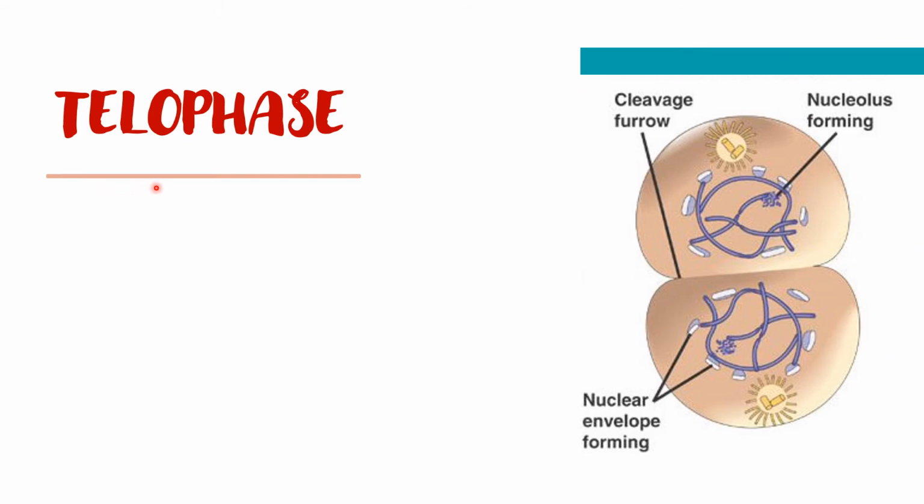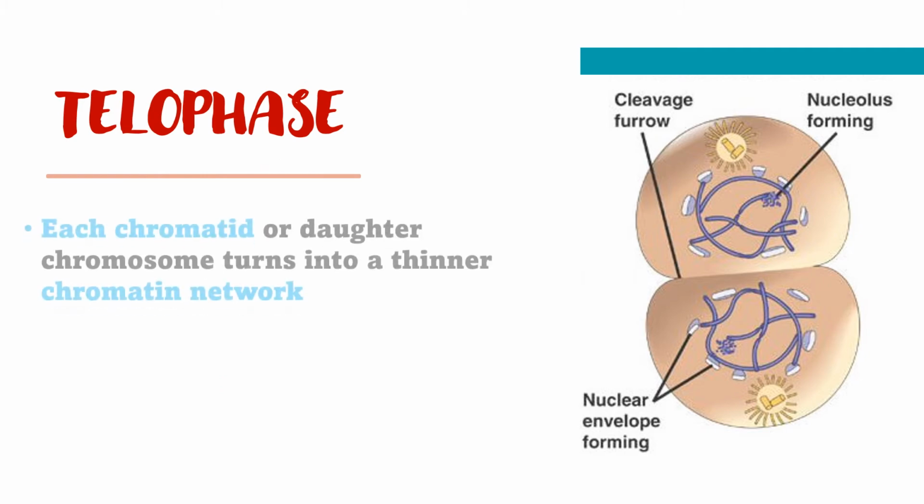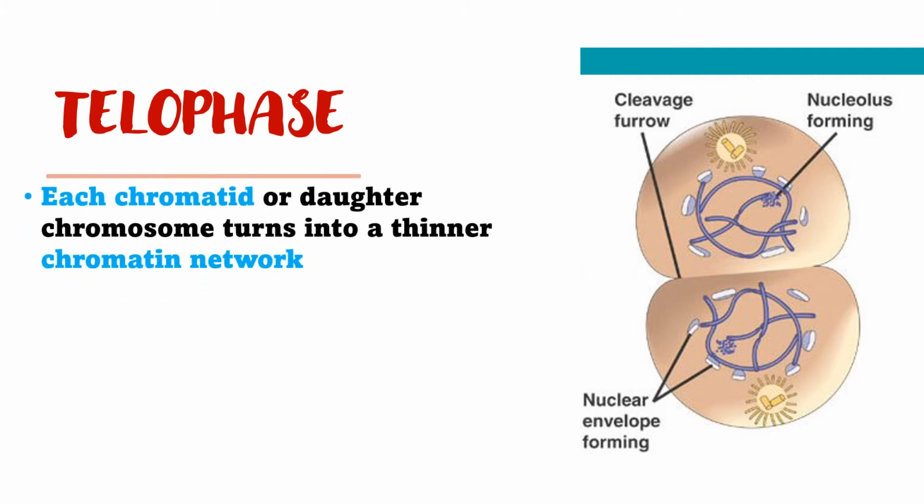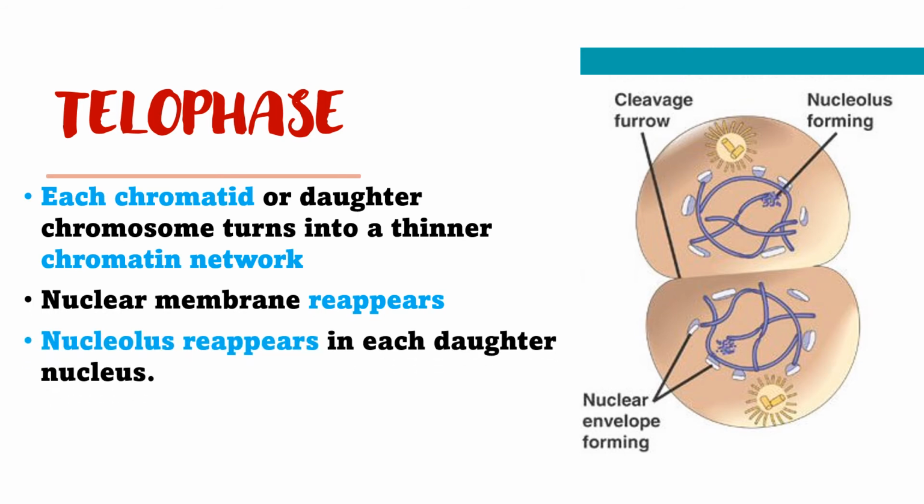The last stage of karyokinesis of mitosis, that is the telophase stage. Yes, what are the identifying features of telophase? First point, each chromatid or daughter chromosome turns into a thinner chromatin network. Here you can see in this picture, the chromatid turns into a thinner chromatin network. Then the next point, the nuclear membrane reappears. Then the nucleolus reappears in each daughter nucleus.